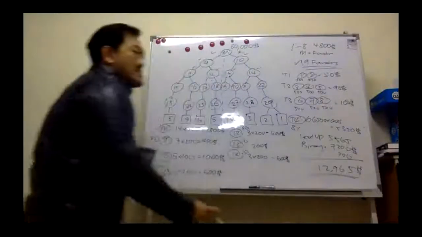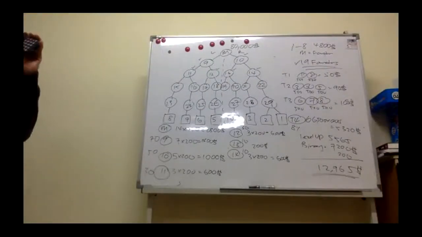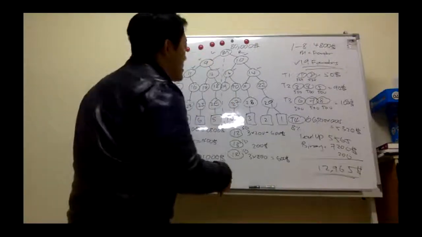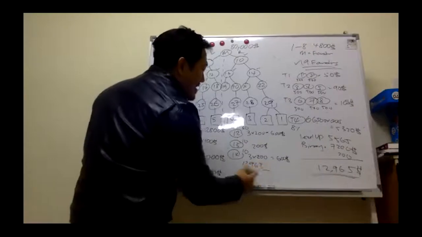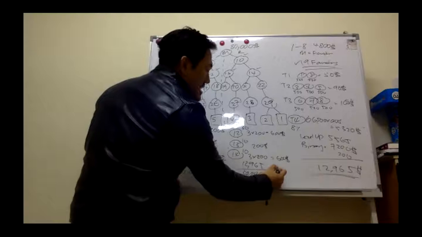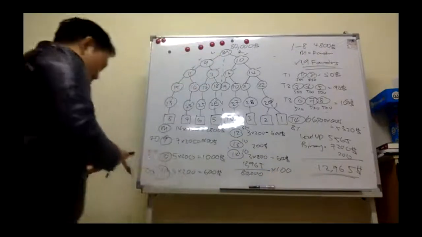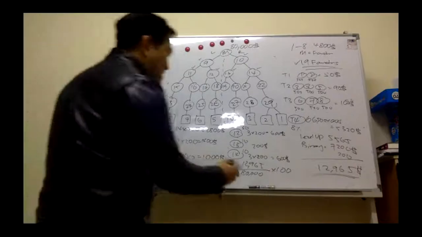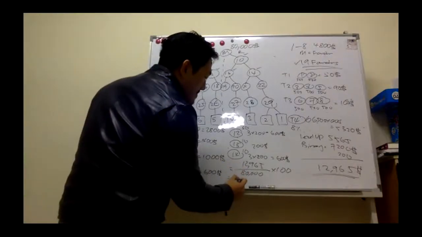That's about 12,965 right there. So how many percent does this person get back? We take 12,965 divided by 80,000 times 100. That's about 16% back.